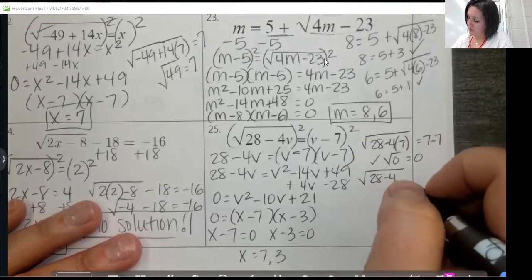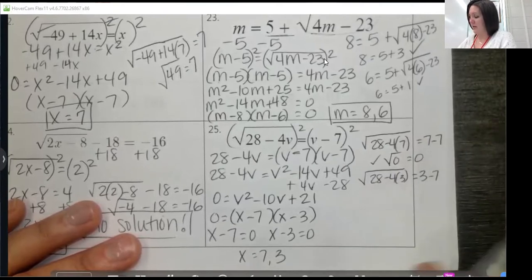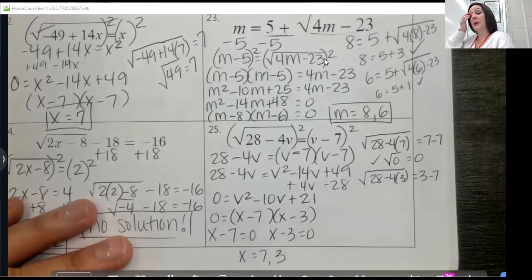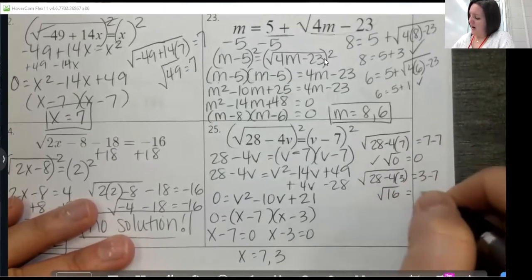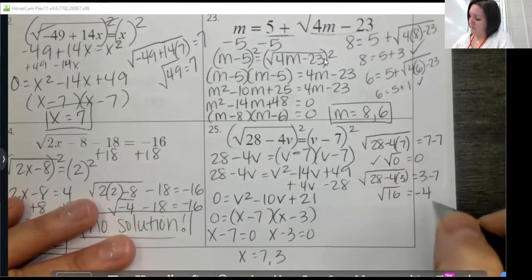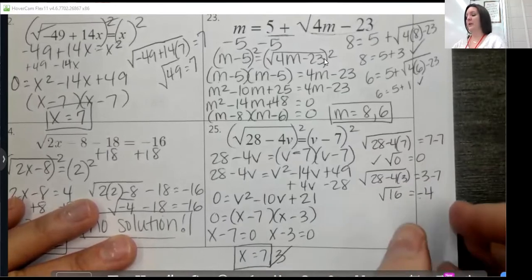28 minus 4 times 3 equals 3 minus 7. 4 times 3 is 12. 28 minus 12 is 16. Yeah, 16 equals negative 4. This isn't going to work because you can't have it equal a negative number. So 3 doesn't work, only 7. Nice.